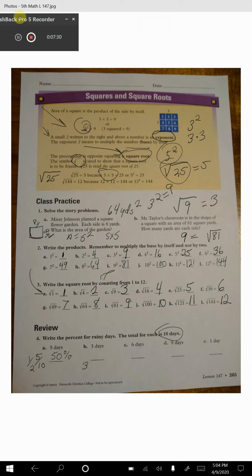3 days out of 10. That cannot be reduced. 3 out of 10. 10's easy. That's just 30%.